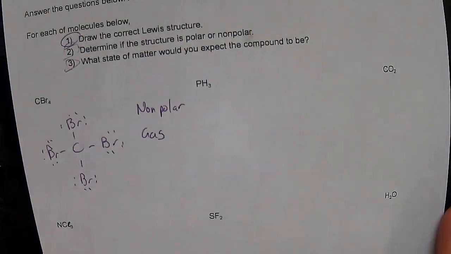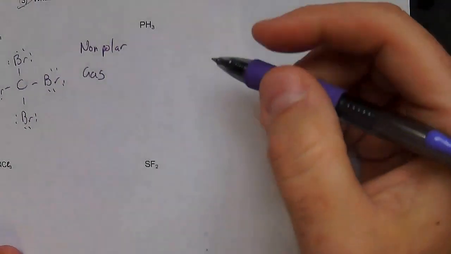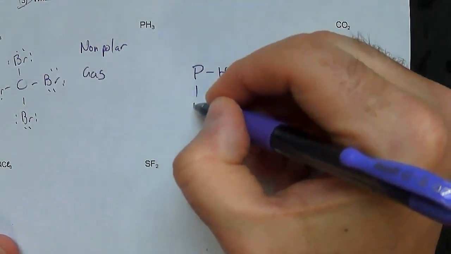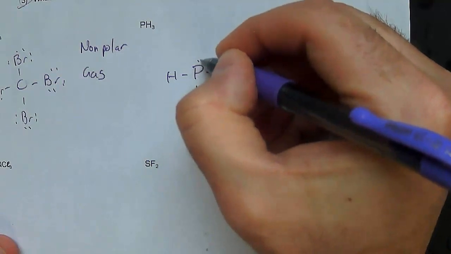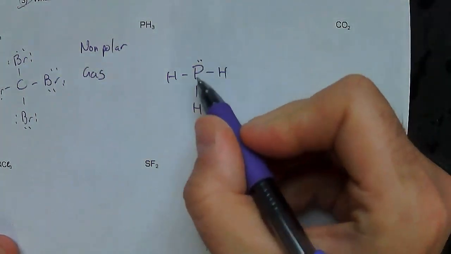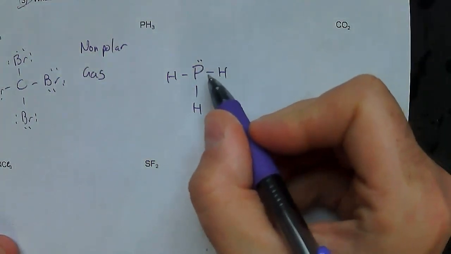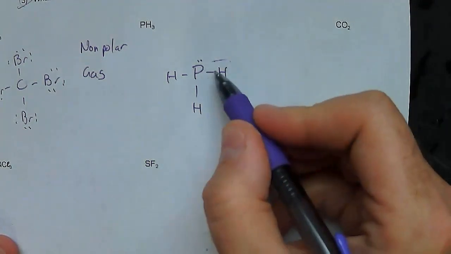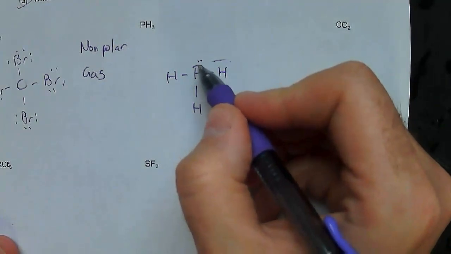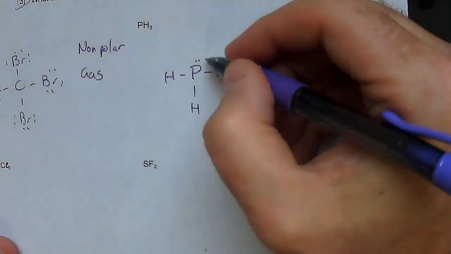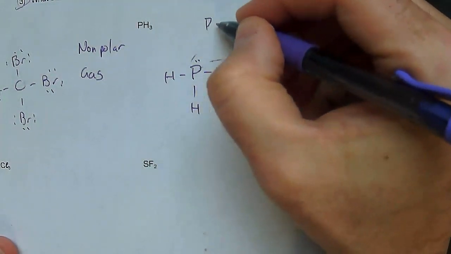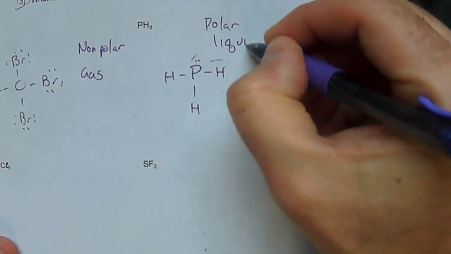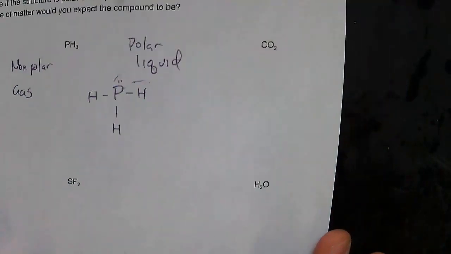Okay. And so PH3, when we do this, PH3 looks like this. Remember that H doesn't want to have any more than 2 electrons around it. So if we look at this, that only has 2, this only has 2. So the extra electrons go around the central atom. And because there's dots here, this is a polar molecule, and we would expect this to be a liquid. We can make a prediction about that.